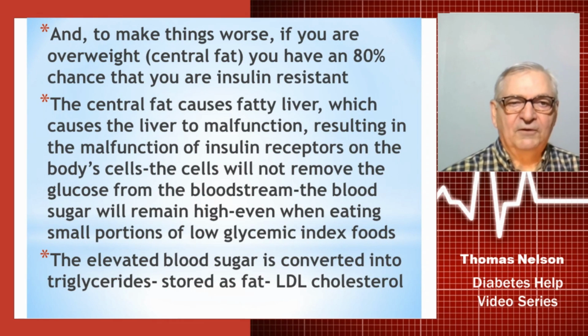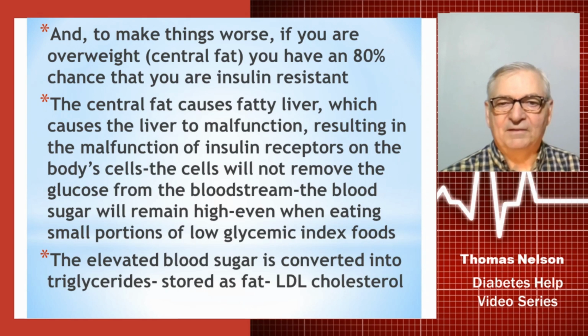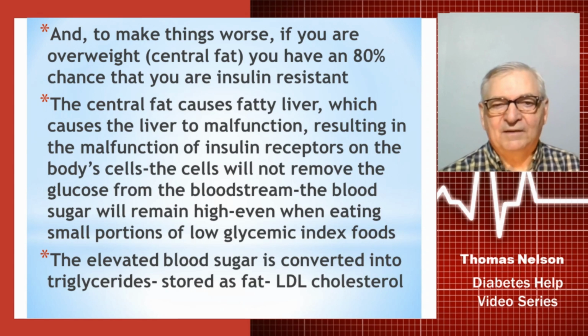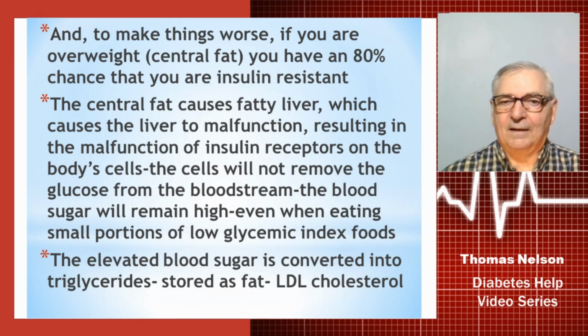So let's make things worse. If you're overweight, your central fat is larger than average, you have an 80% chance that you're going to be insulin resistant. Remember, insulin resistant, where the cells won't uptake glucose, so it stays in the bloodstream, and the higher numbers will then eventually cause your fatty liver, which causes your liver to malfunction. When you have excess central fat, it results in that malfunction of the liver and of those insulin receptors on your body cells. And so the glucose is going to remain in the bloodstream in elevated amounts. And that, again, is going to be converted into triglycerides and fat and LDL cholesterol.